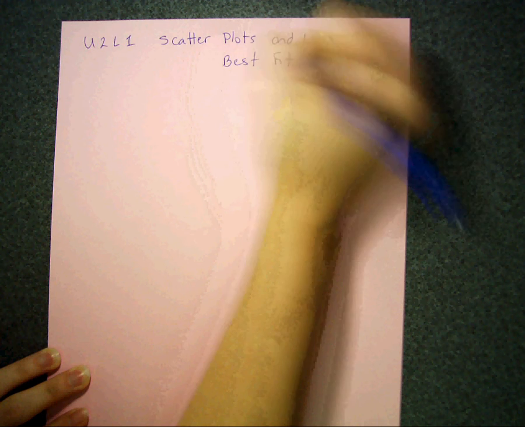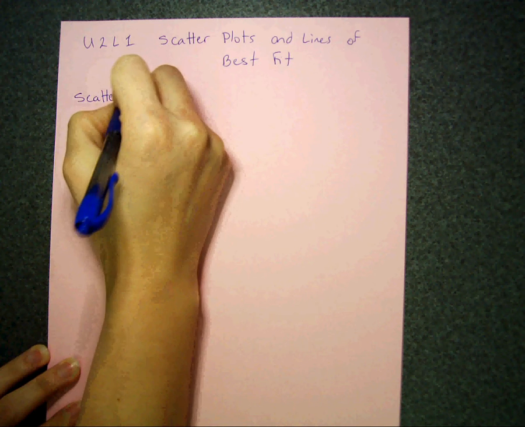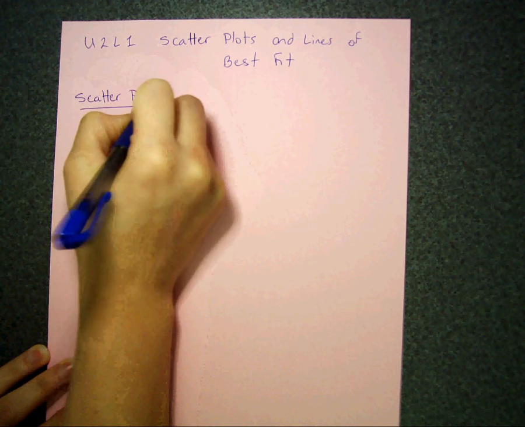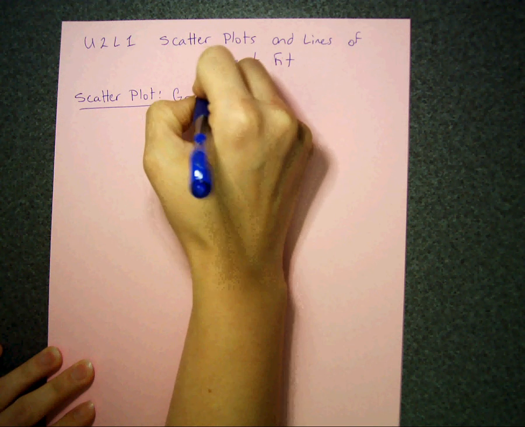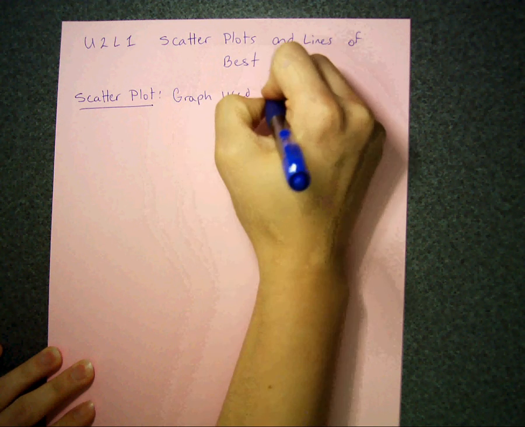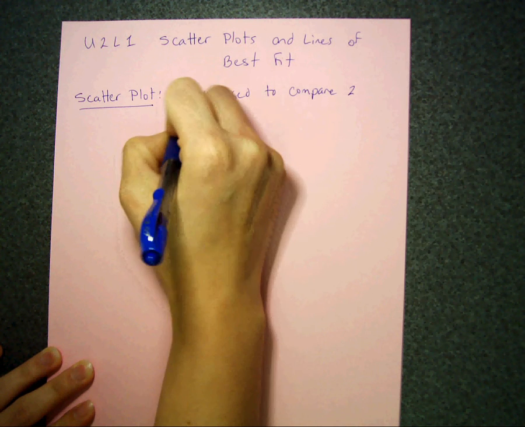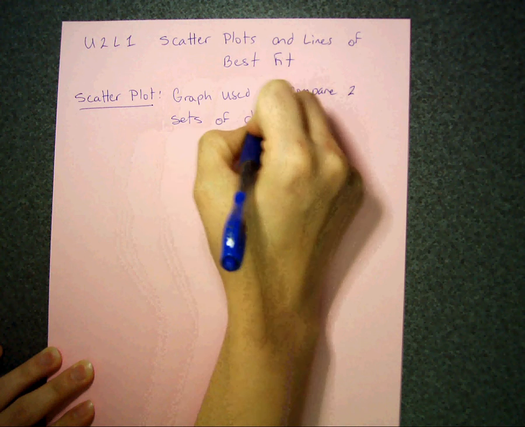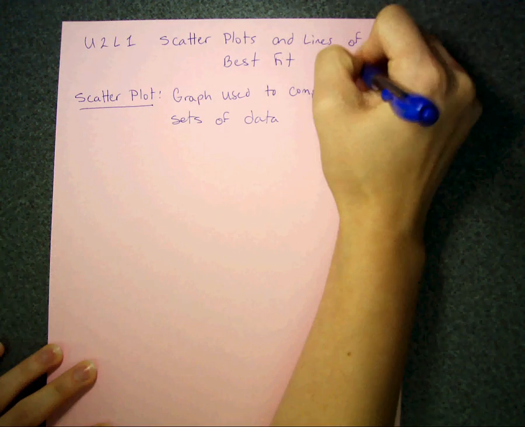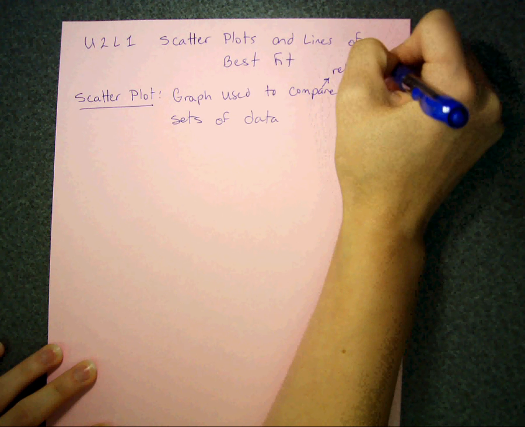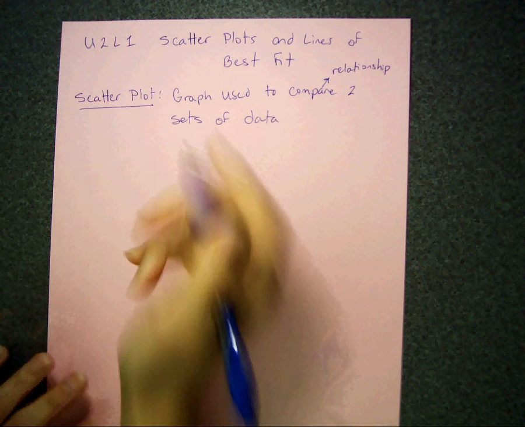So first, what is a scatter plot? I'm sure you've seen one before, even if you don't know it. It's just a graph used to compare two sets of data. And when we say compare, I'm looking at what's the relationship between these two sets of data, or is there even one? So let's look at what I mean by scatter plot.